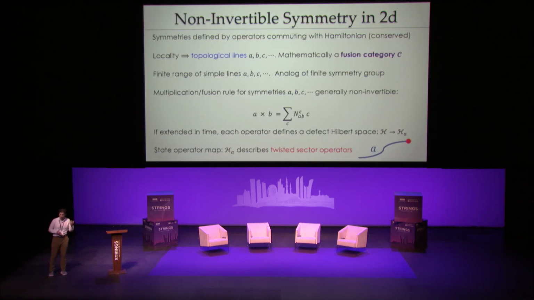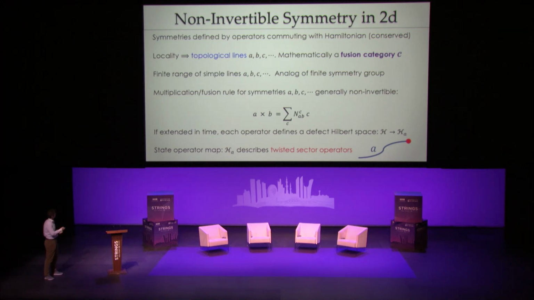So symmetry, the first sacred principle of it, is that we have operators that commute with the Hamiltonian. That's what we mean by being conserved. And we will be in the fully local situation of symmetry here, which means that our symmetries will come from topological line operators. Okay? We'll give these line operators some labels, A, B, C, etc. And mathematically, these assemble themselves into a fusion category. This is the notion that replaces a group for us.